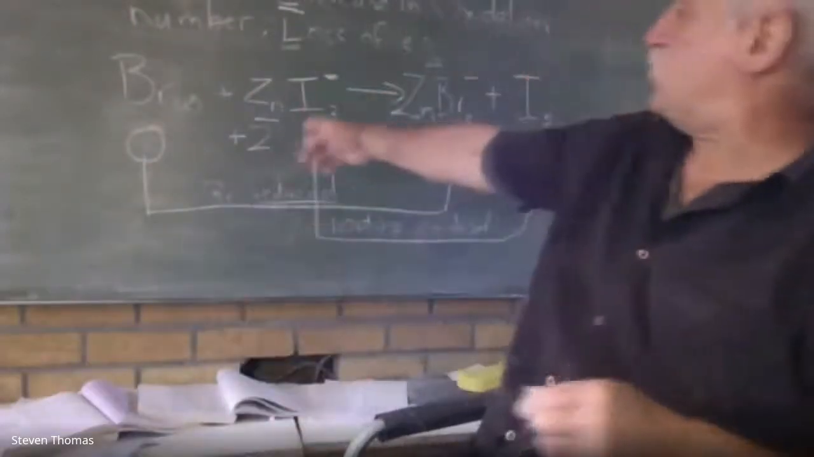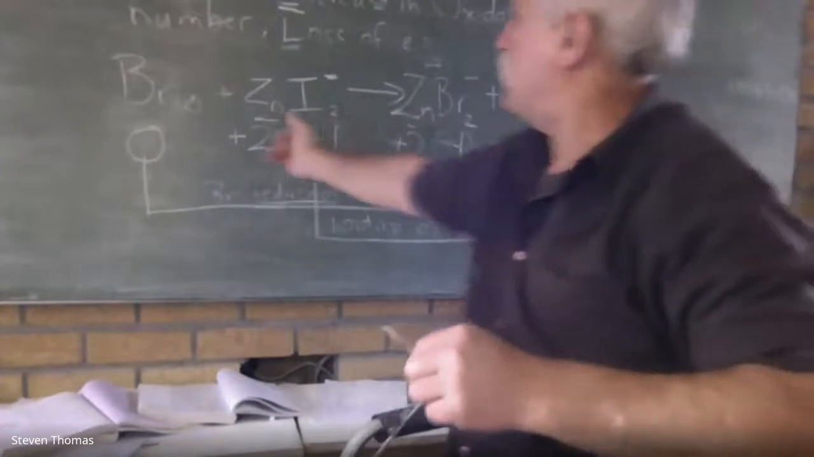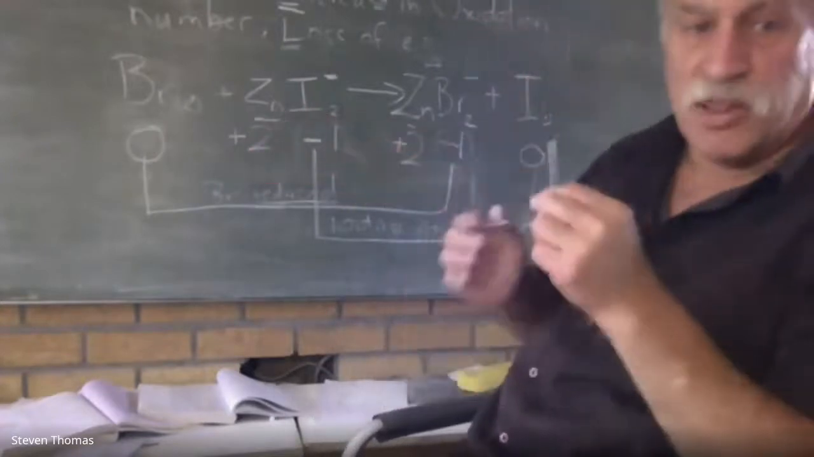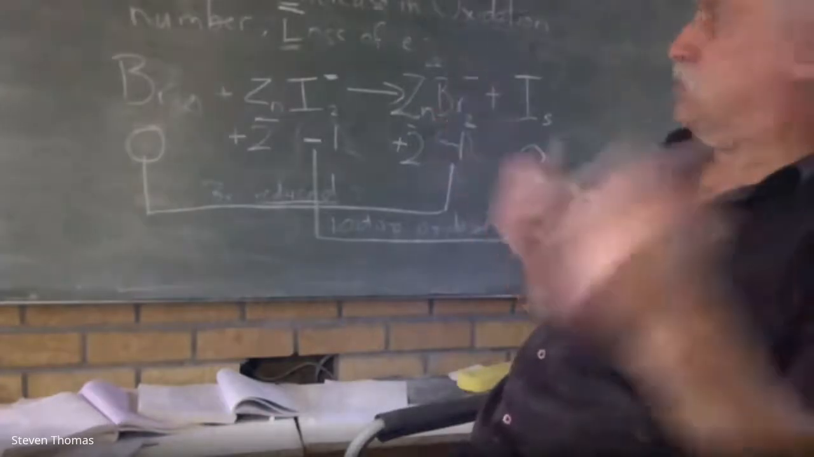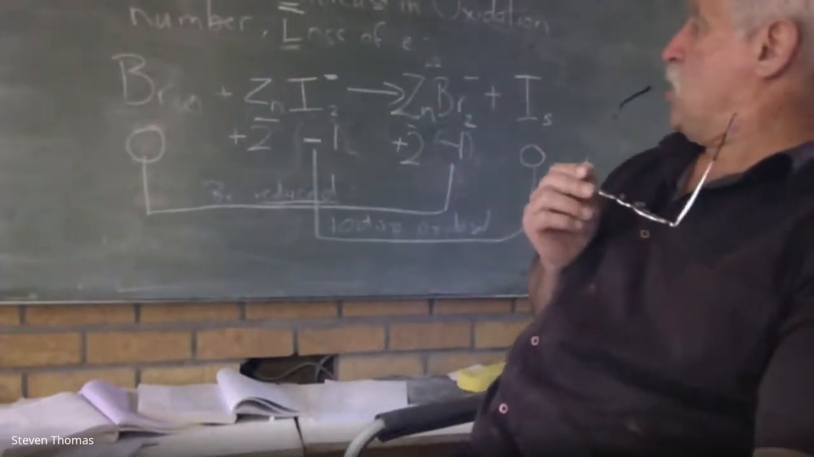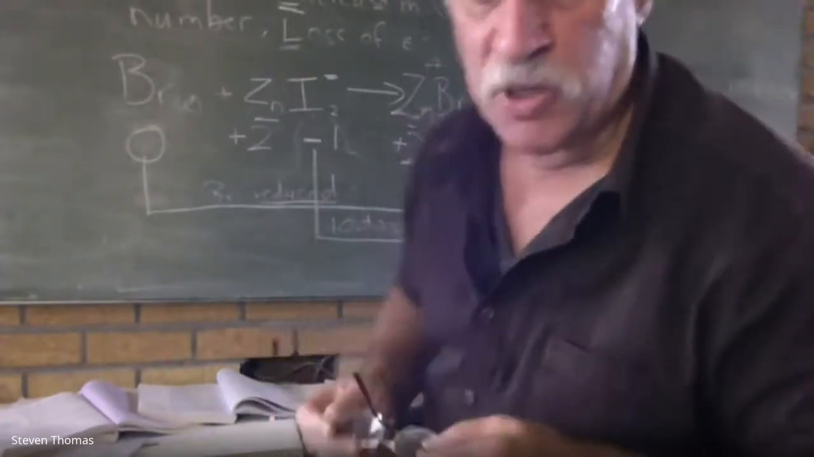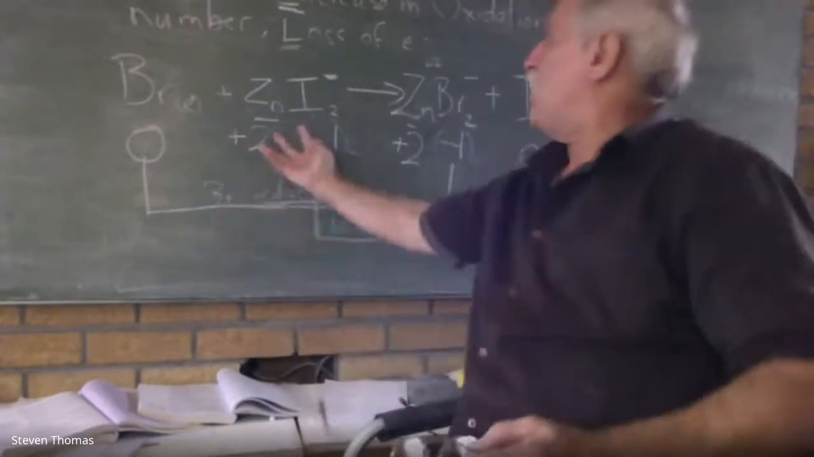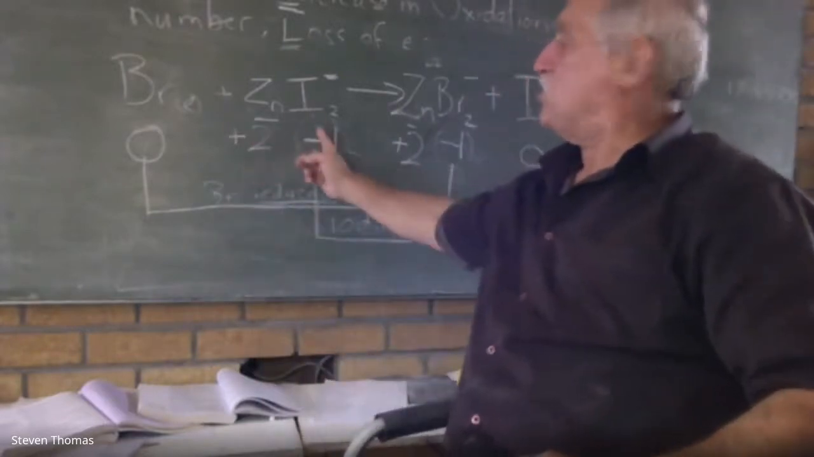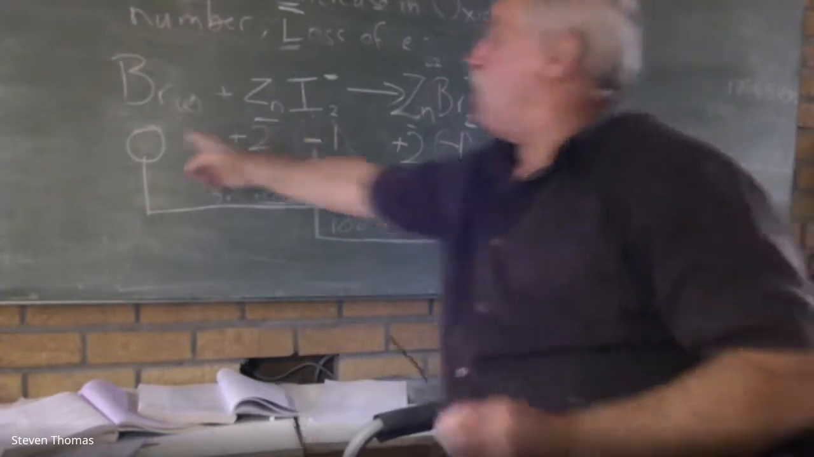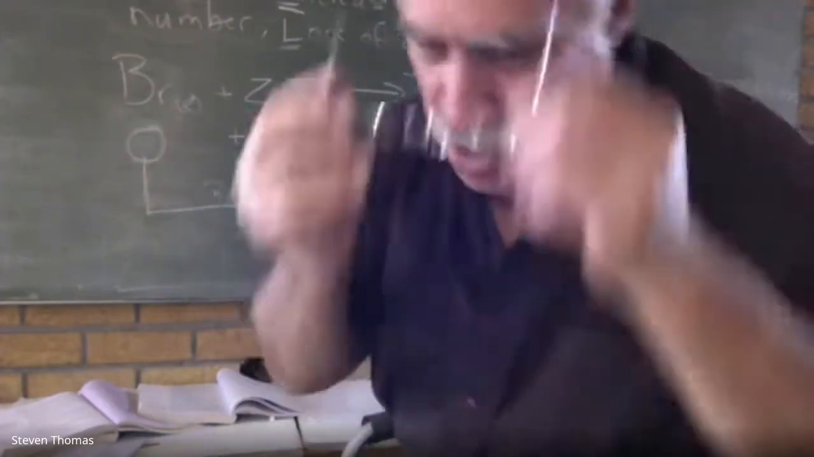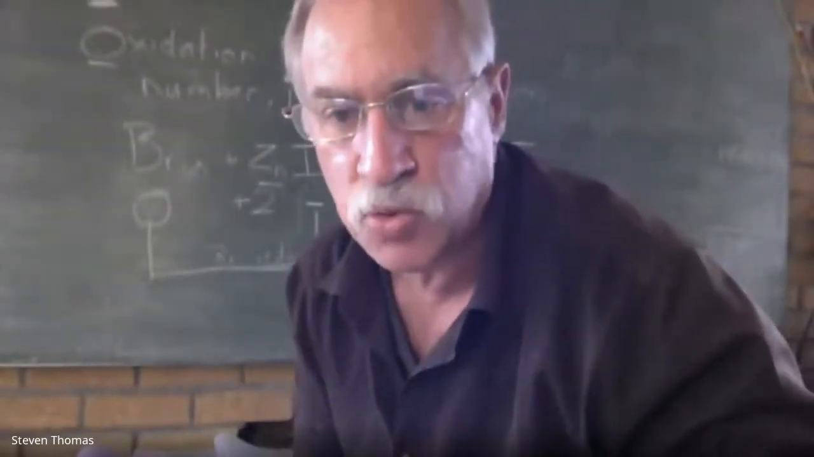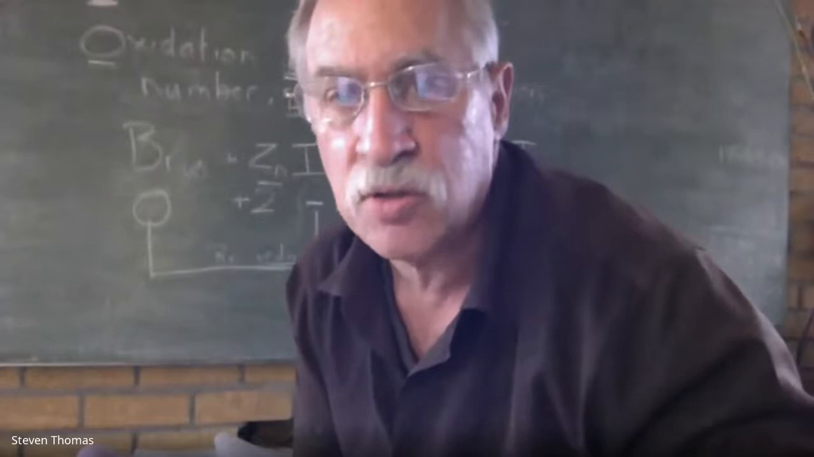The zinc is a spectator ion. It just stayed at +2, +2. The zinc was neither oxidized nor reduced. It's a spectator ion. But I needed to include it because zinc is like a guy. Zinc and iodine are dating. Along comes bromine.